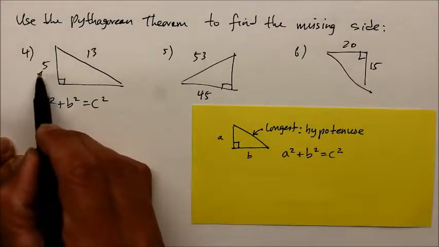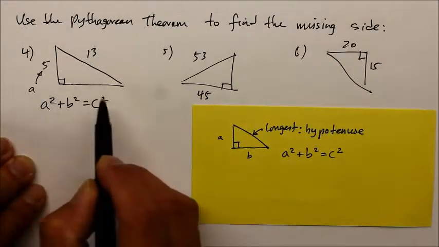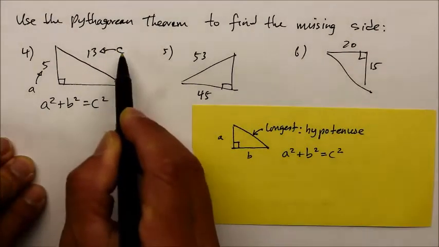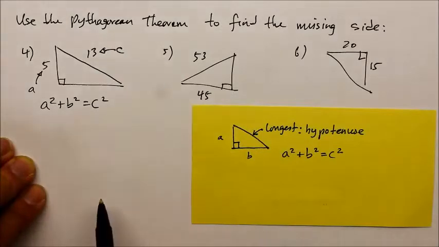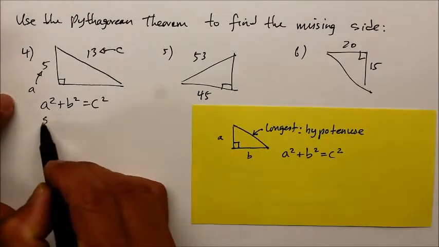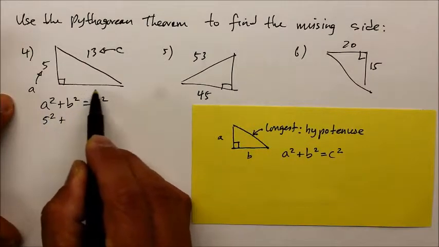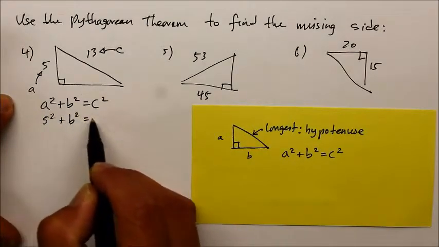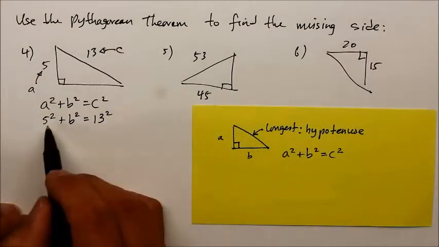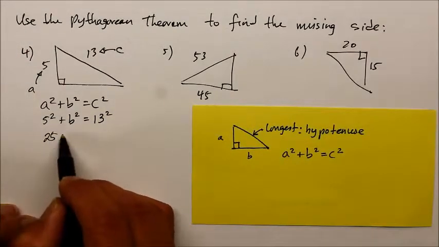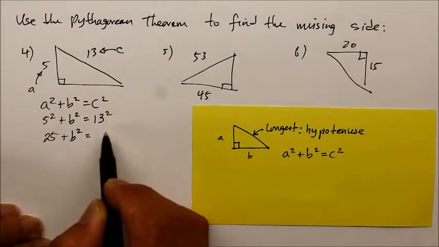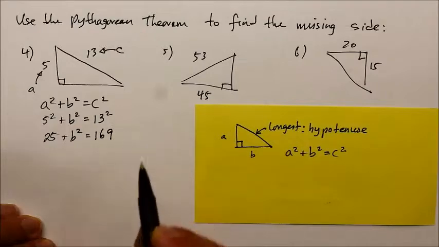So if you like, you could call this the a. The b is what we do not know, and call this the c. This time the hypotenuse is given. So we're going to substitute the a with the given 5. So 5 squared plus b, which is not given. We're looking for that. And c is the 13 squared. 5 squared is, of course, 25 plus the b squared, which we do not know. And 13 squared, I just memorized it as 169.